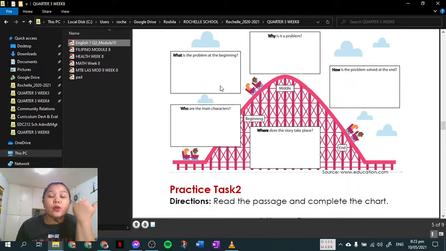Next one, what is the problem at the beginning? Why is it a problem? And then, how is the problem solved at the end? And then also don't forget another at the beginning is where does the story take place. So starting with the character, the setting, the problem, and then ending with a solution. So that's it. Para ano na to? The whole package about noting details.